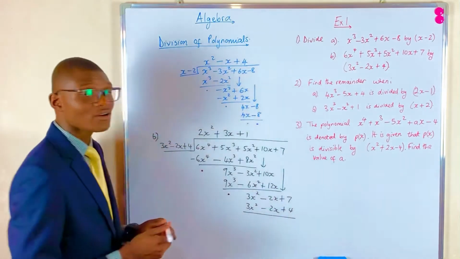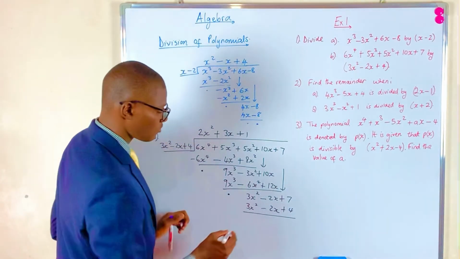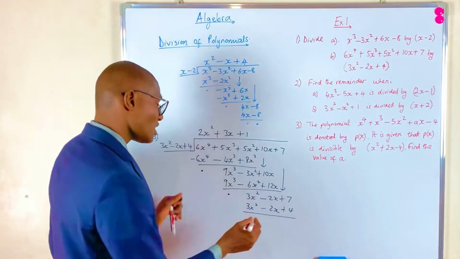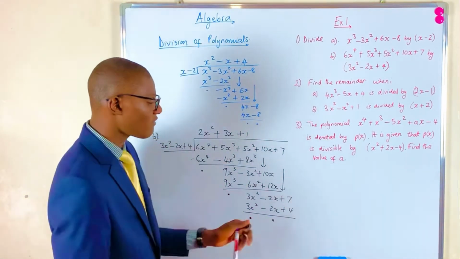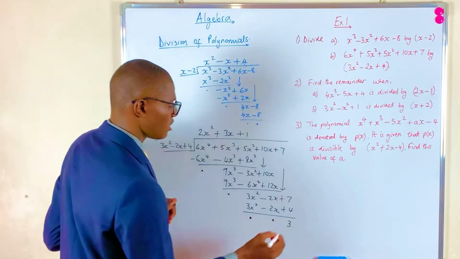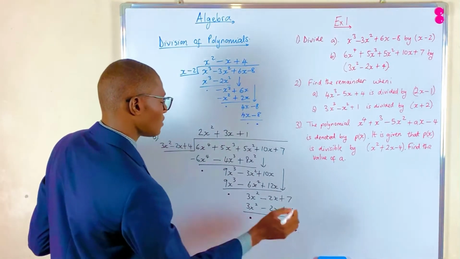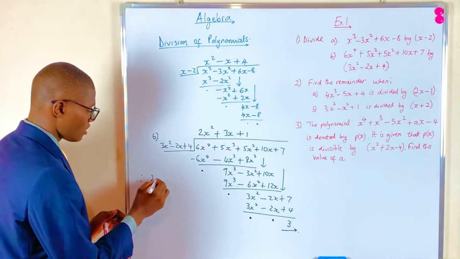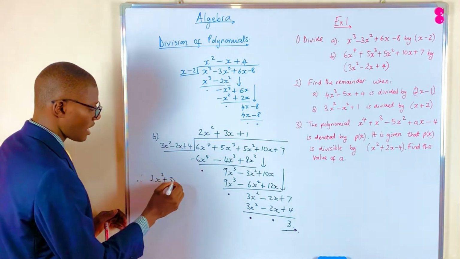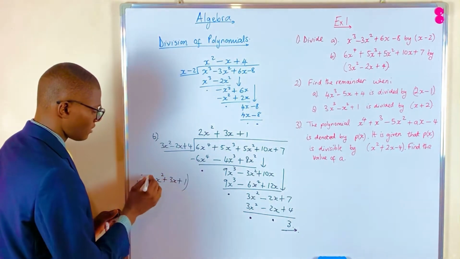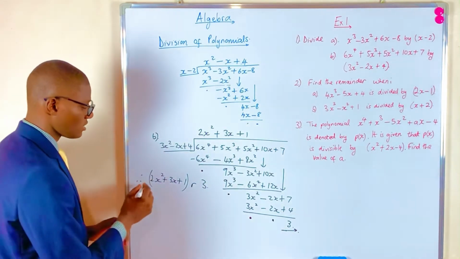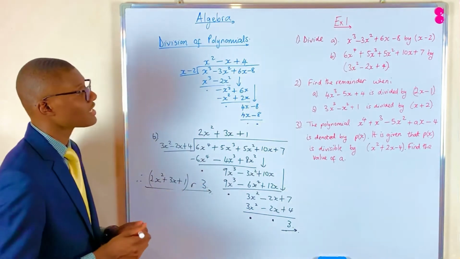So if we carry out the subtraction here, 3x squared minus 3x squared, we get a 0. And minus 2x minus 2x, we get a 0. Then 7 minus 4, we get a 3. So the remainder is 3, such that the answer that we get is 2x squared plus 3x plus 1, then remainder 3, like this. This is the answer that we get.